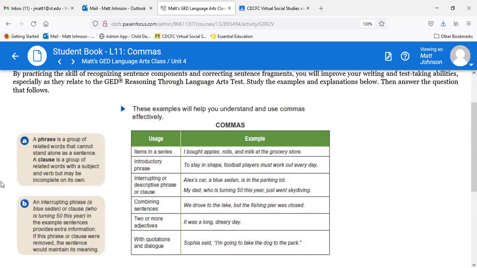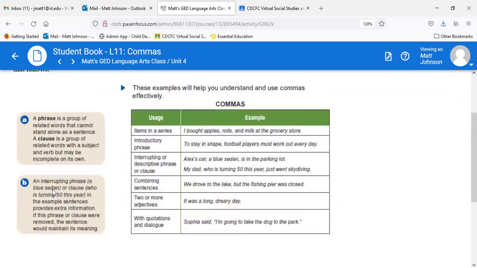Two or more adjectives, right? So it was a long, dreary day. So long, dreary, right? Descriptive words that explain the day. You're going to separate those with a comma, long, dreary. So my fat, lazy cat is asleep, right? Fat, lazy, you're going to have to separate that with a comma.